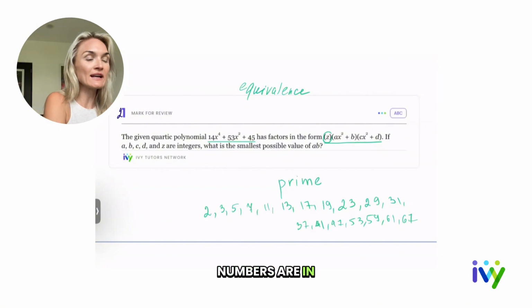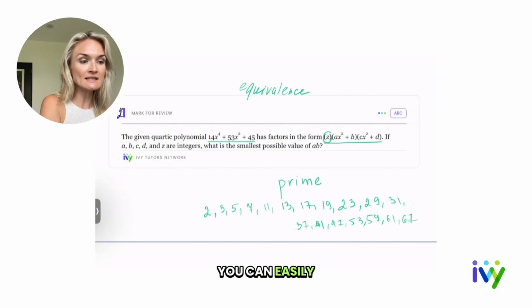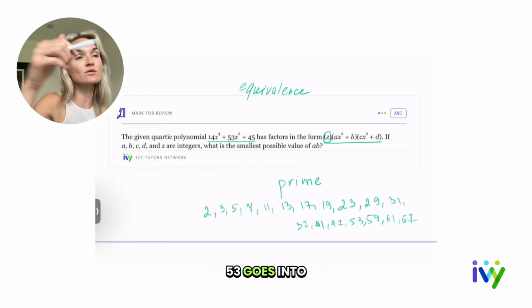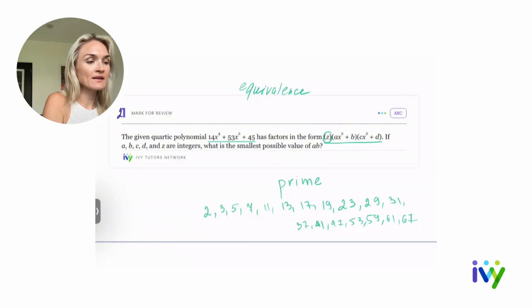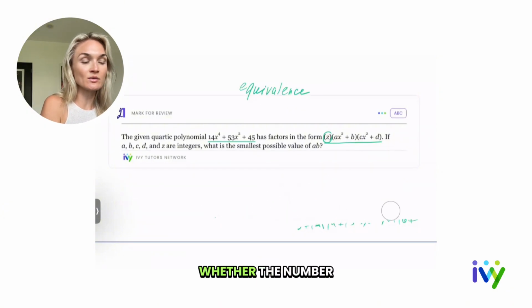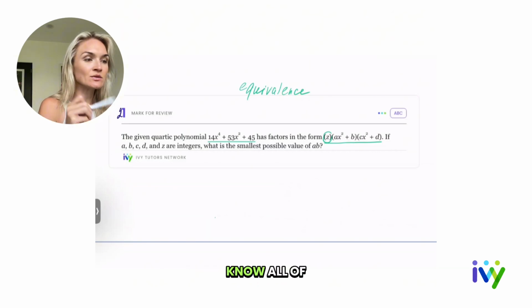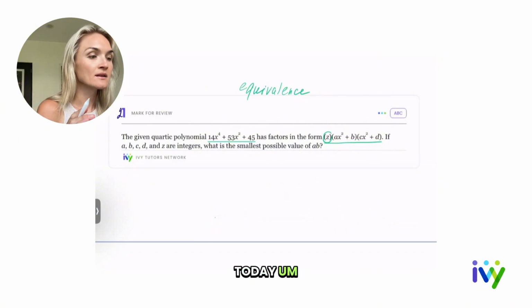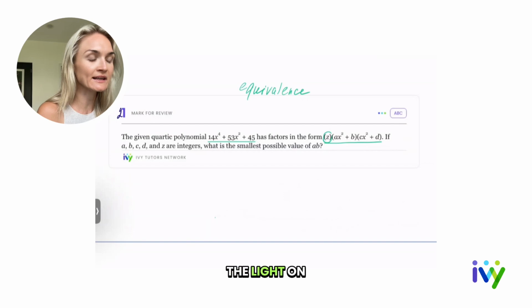If these numbers are in here and you need to pull out a number, you can easily find that Z is 1, because either 53 goes into all of the other ones, which it doesn't, or it's 1. Unfortunately, there is no very straightforward way for us to know whether a number is prime using decimals. But there is a very straightforward way for us to know all of the factors of a number using decimals. And I'll show this trick to you today. I thought this was common knowledge, but apparently it isn't. So I'll shine the light on this if you don't know. So Z is 1. Cool.